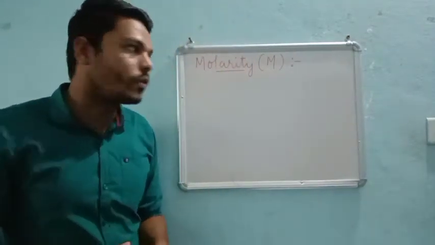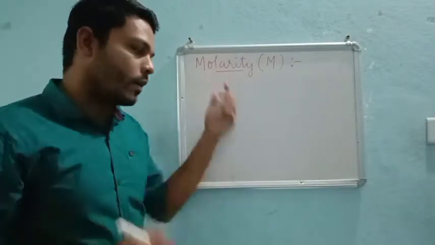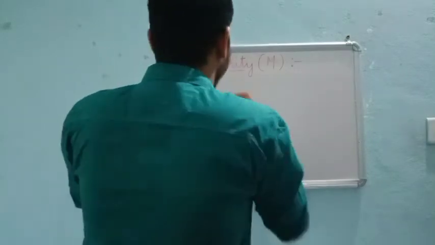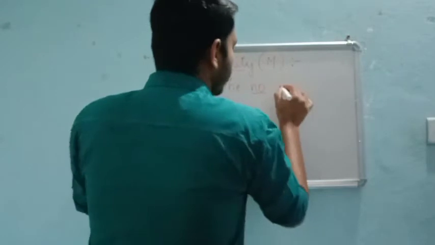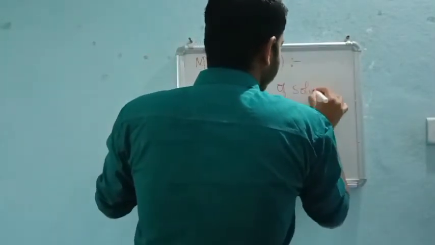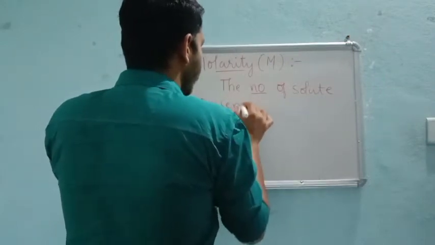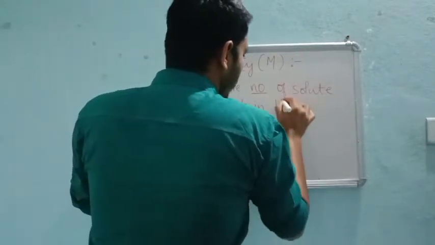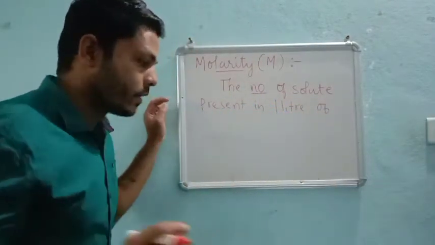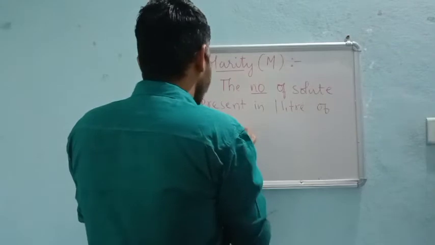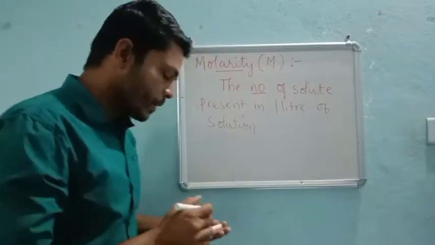If there is a liquid solution, then we use the term called molarity, and you can have this definition: the number of solute particles present in 1 liter of solution, right? Present in 1 liter of solution. Try to understand the terms, right?